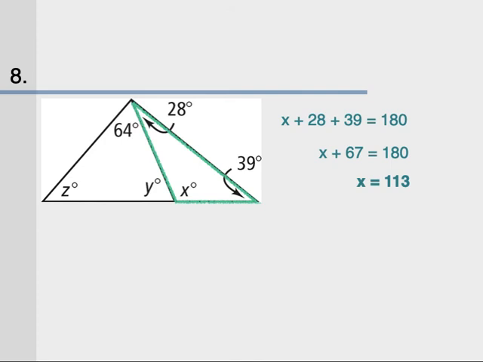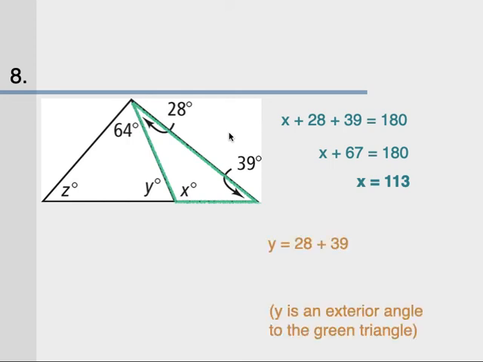Now solve for y. I want to point out there's actually 2 different ways you could solve for y. You could use the linear pair, or you could say y is an exterior angle for that green triangle and use that shortcut. For y, either way, you should get y equals 67. Just a quick note, if you treat y as the exterior angle of the green triangle, you just add 28 and 39. That's all.